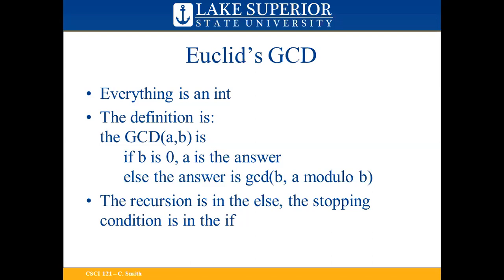Now, everything is an integer. There are no fractions here. There are no real numbers. And the definition is quite simply, if you want the greatest common divisor between A and B, if B is 0, A is the answer. Else, the greatest common divisor is calling the GCD.